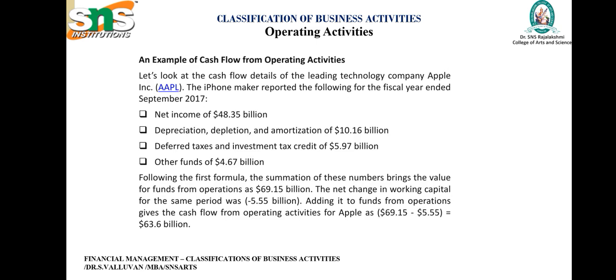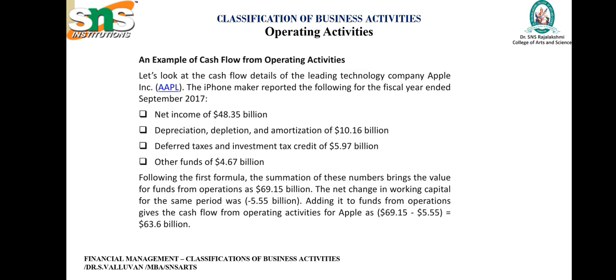This slide depicts an example of cash flow from operating activity. Let's look at the cash flow details of leading technology company Apple Incorporated. The iPhone maker reported the following for the fiscal year ended September 2017. They reported a net income of $48.3 billion US dollars. This is the net income, that is, the net profit of the company.